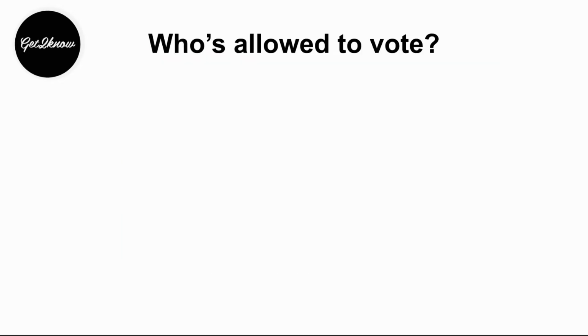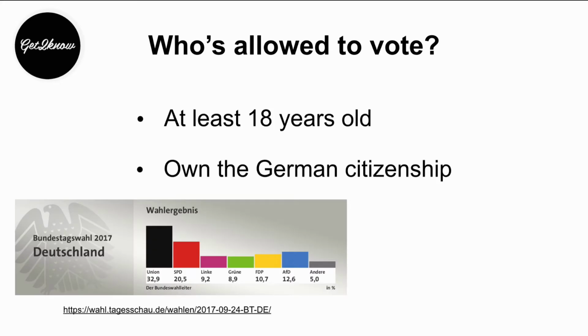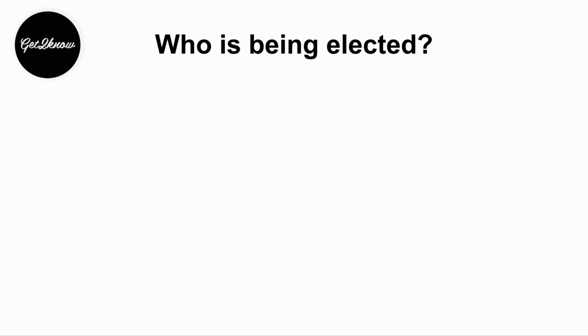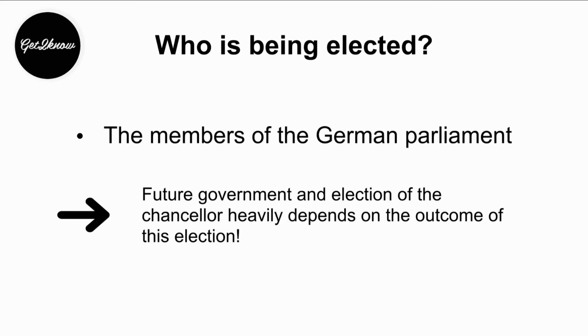Okay, so who's actually allowed to vote? To participate you need to be at least 18 years old and you have to own the German citizenship. That's it. Alright, who's being elected? You may have already guessed it. The people who are being elected are the members of the German parliament. Important to know is that the future government and the election of the Chancellor heavily depend on the outcome of this election. After this video, you will know why.